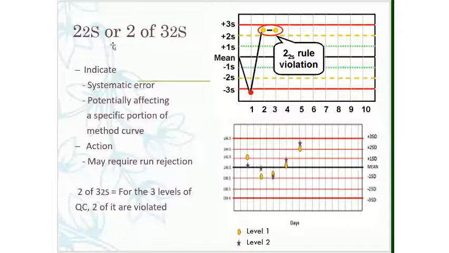Okay, 2-2S or 2 of 3-2S. For 2-2S, meaning that 2 QC data have violated plus or minus 2 SD, as shown in this example or this example. It indicates systematic error, potentially affecting a specific portion of the method curve. So the action may require run rejection and troubleshooting. For 2 of 3-2S, meaning that for the 3 levels of QC, 2 of the levels have violated.